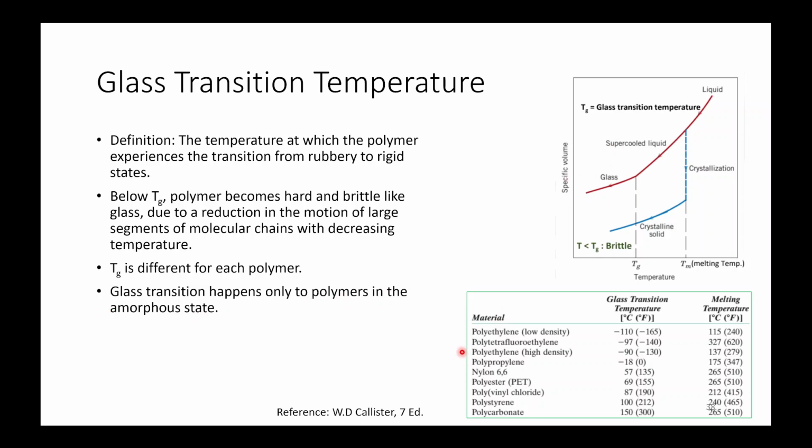Now, various glass transition temperatures are given here. Polycarbonate and polystyrene have positive values, and polyethylene, which is flexible at room temperature, has a negative glass transition temperature, because at room temperature it is flexible compared to polycarbonate and polystyrene.